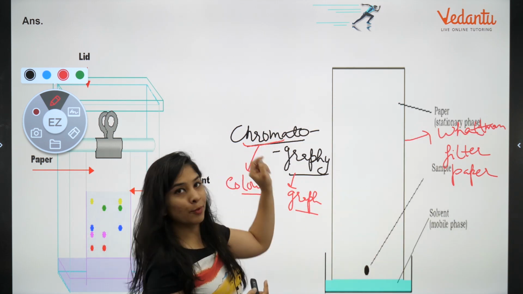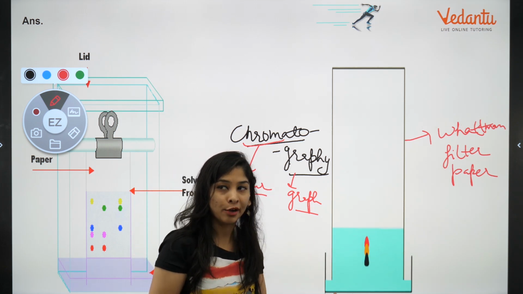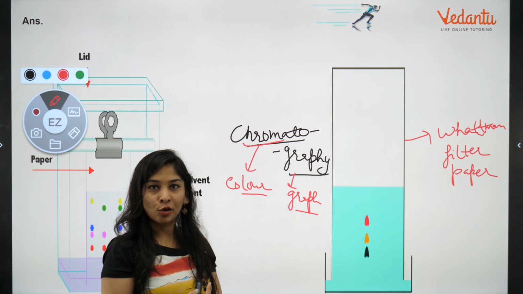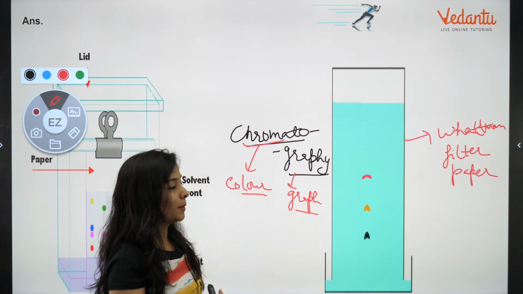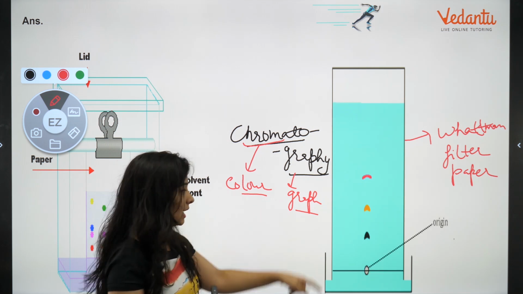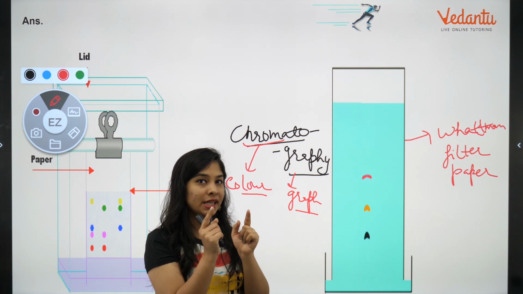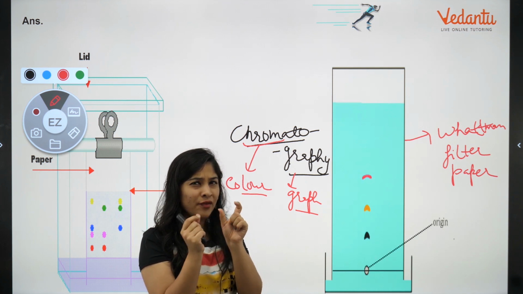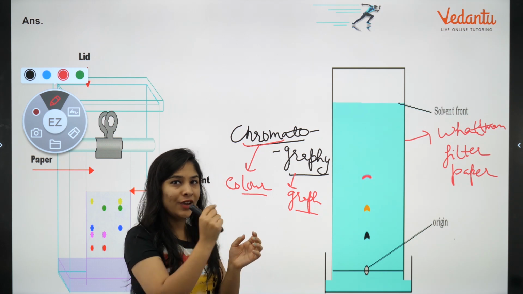It's a thin strip of paper, and we also call it paper chromatography. Why do we call it paper chromatography? Because we are using a paper for that. What basically we do, we take this paper, and we take a small capillary. What basically is a capillary? A very small test tube type of thing which is hollow from inside, very thin.